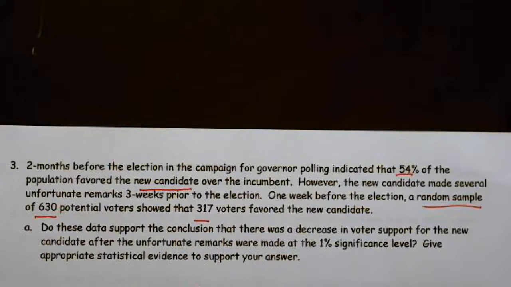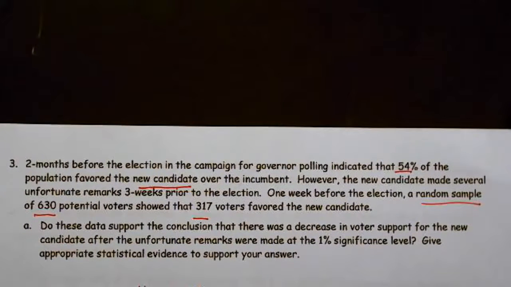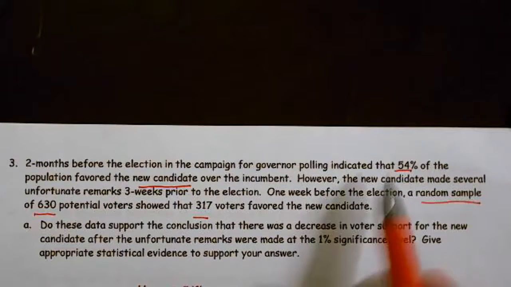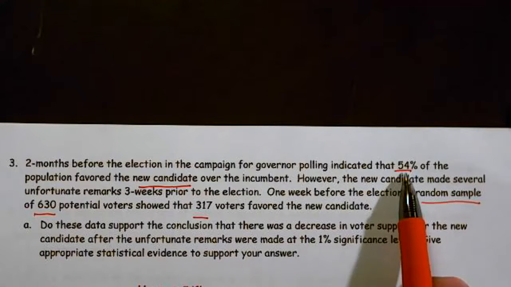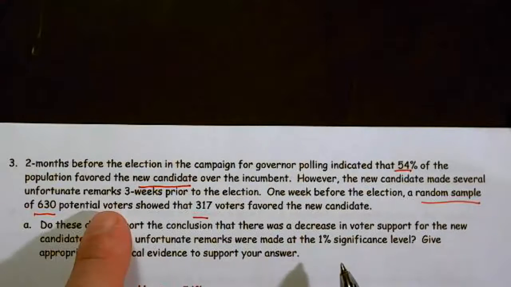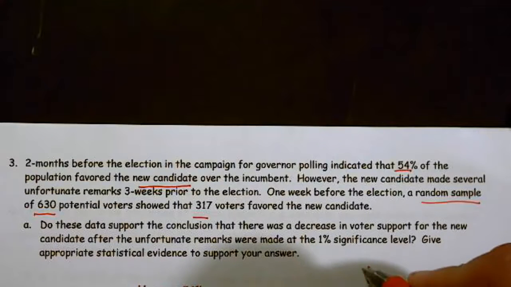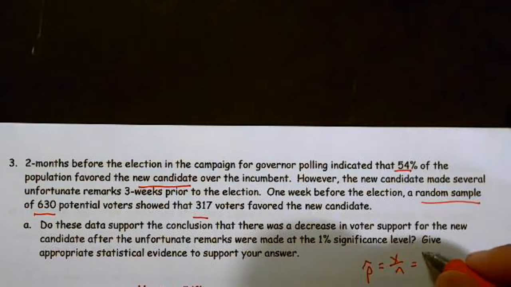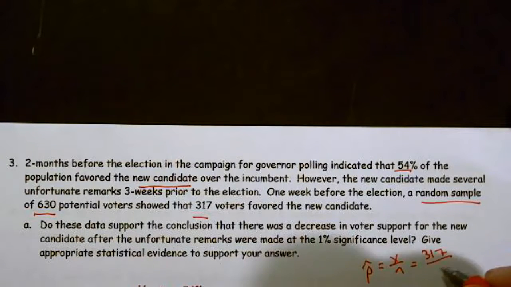So the very first thing we need to do is write our null and alternative statement. Well, this is what the status quo had been. They had 54%. And I know some of you go, well, how do I know it's not the other value? Well, the other value came from the sample. So p hat will be x over n, which in this case is going to be 317 over 630. And I can't tell you how important what I'm about to say is.